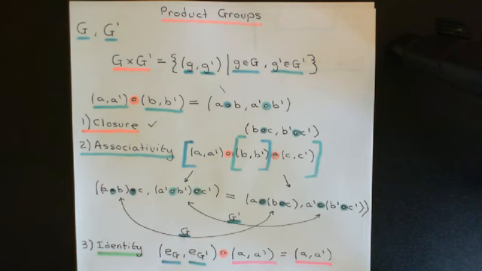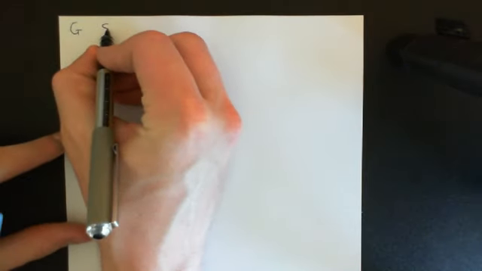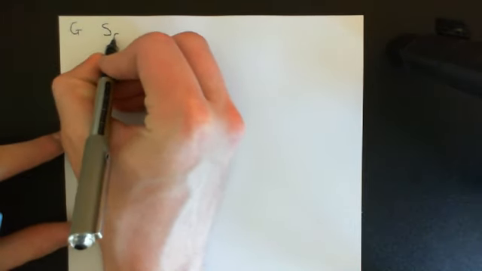Firstly then, let's discuss the interpretation of the product group of G with G prime in general. I'll get a new piece of paper for this. Firstly, let's do the setup. Let's say we can view the elements of this group capital G as representing set permutations of some set, and I will call this set capital S, and then I'll subscript it G.